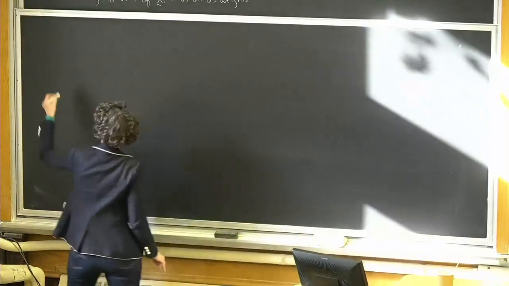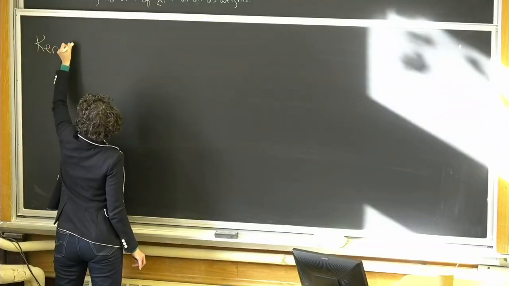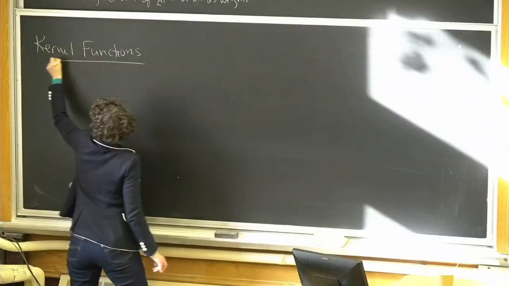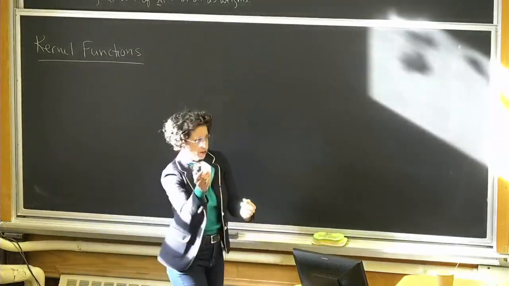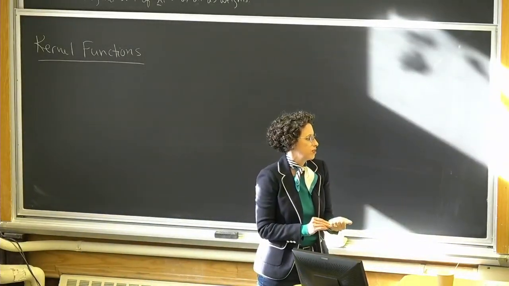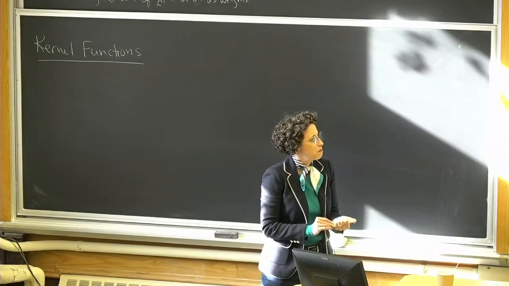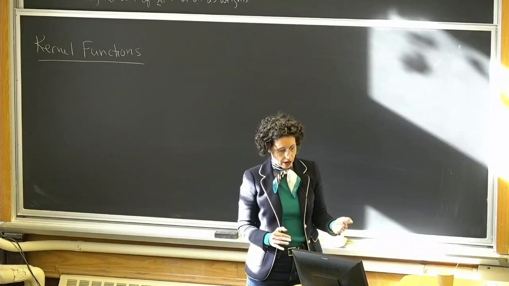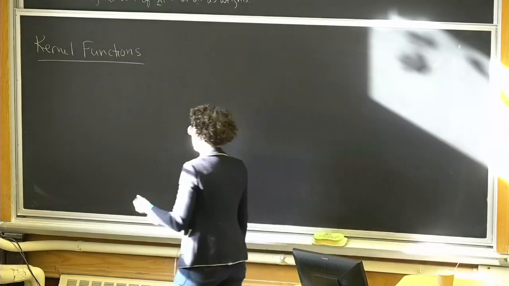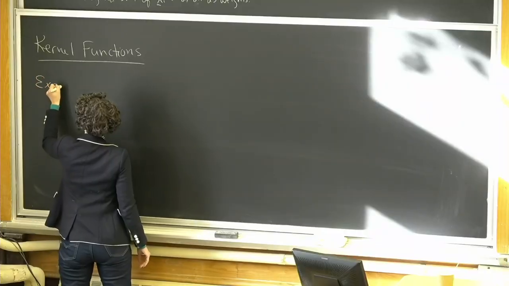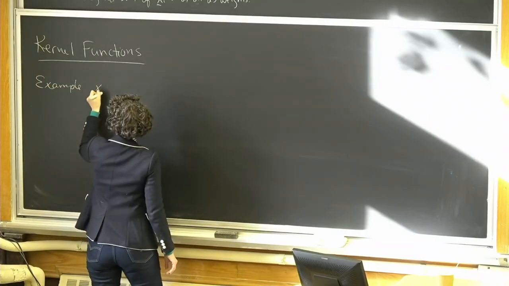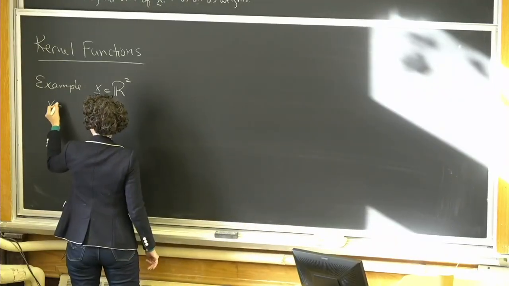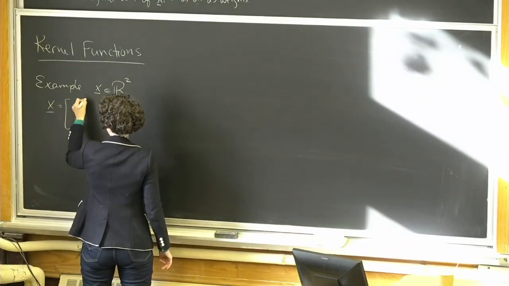Okay, so let's talk about kernel functions. There's a lot of beautiful theory here that tells us what gives us a valid kernel function. But for this class, I'm just going to show you some very commonly used examples. I'm going to start off with an example where my feature vector x is in 2D. So in particular, it's got elements x1 and x2.